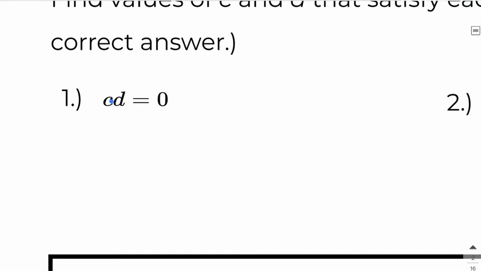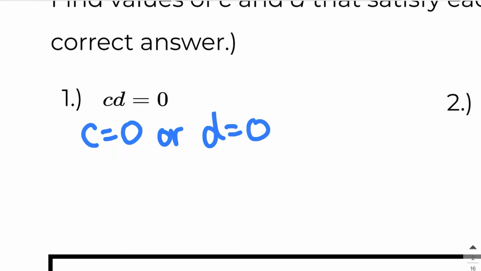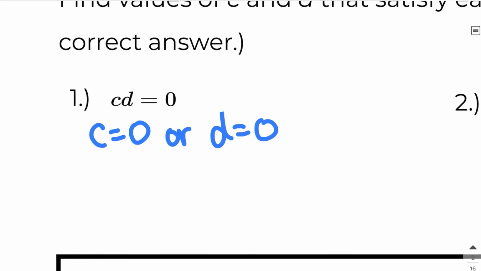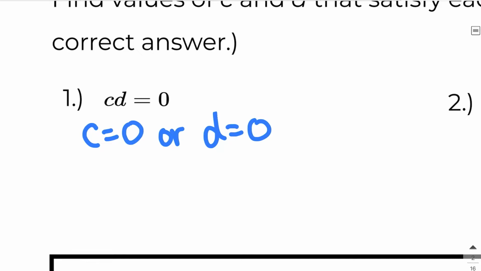So if I have two terms or expressions that multiply together to give us 0, that means that either C equals 0 or D equals 0. Okay? And if C is 0, D could be anything. And if D is 0, then C could be anything. But no matter what, one of them has to be 0.